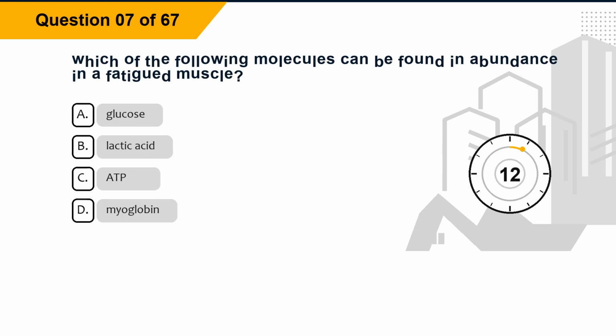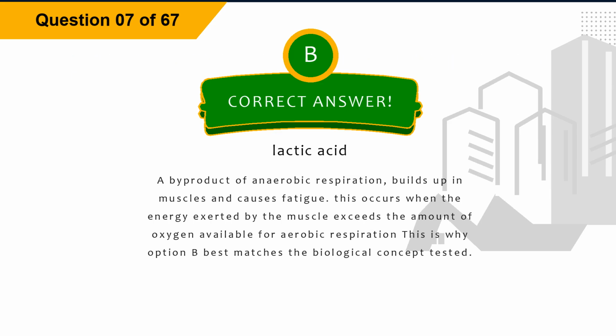Question 7. Which of the following molecules can be found in abundance in a fatigued muscle? Option A, glucose. Option B, lactic acid. Option C, ATP. Option D, myoglobin. The correct answer is Option B, lactic acid. Explanation: lactic acid, a byproduct of anaerobic respiration, builds up in muscles and causes fatigue. This occurs when the energy exerted by the muscle exceeds the amount of oxygen available for aerobic respiration. This is why option B best matches the biological concept tested.